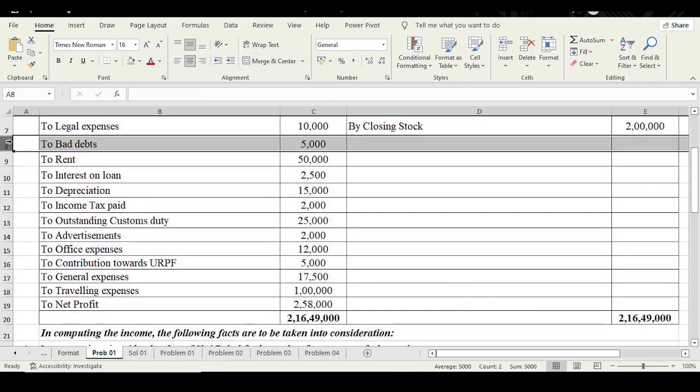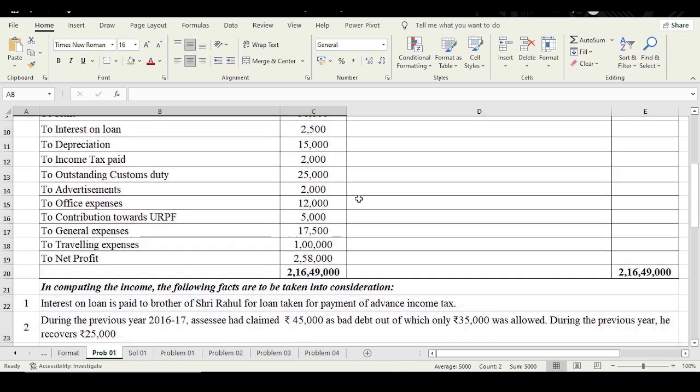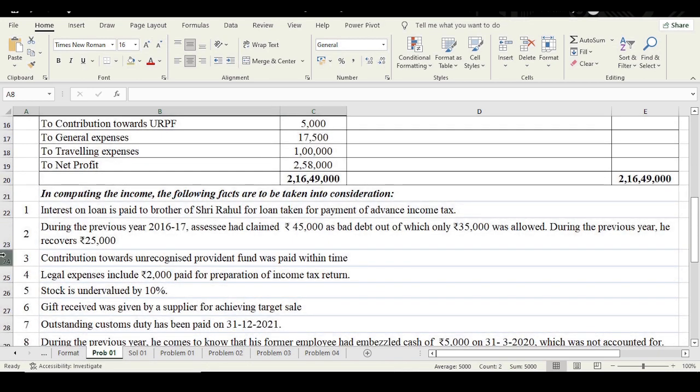Then coming to bad debts, business definitely will have bad debts. As such, this is an allowable expenditure. Bad debts are part and parcel of business because at times there are chances that the customer may not make the payments. It is an allowable expenditure. Is there an adjustment to bad debts? Yes, over here.